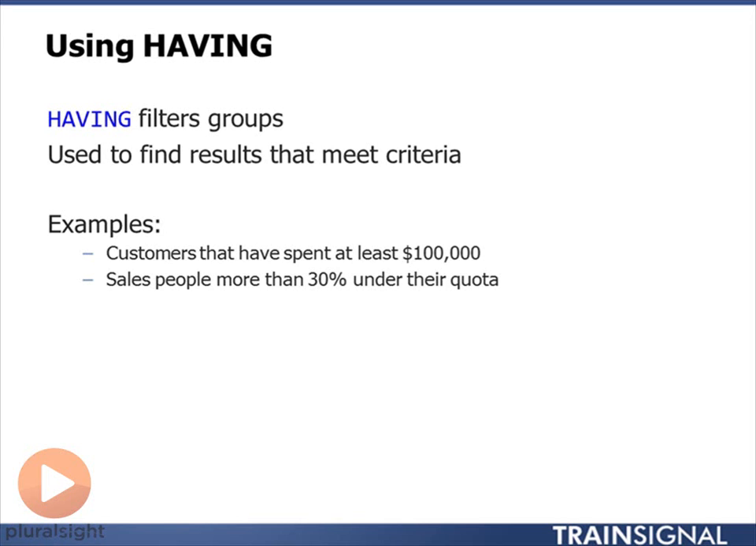Or maybe I'm looking for salespeople that are more than 30% under their quota. Again, same concept, that I'm going to be aggregating my data together, and I'm then going to be putting the condition into the having statement to see whether or not people are within the 30% threshold of their quota.